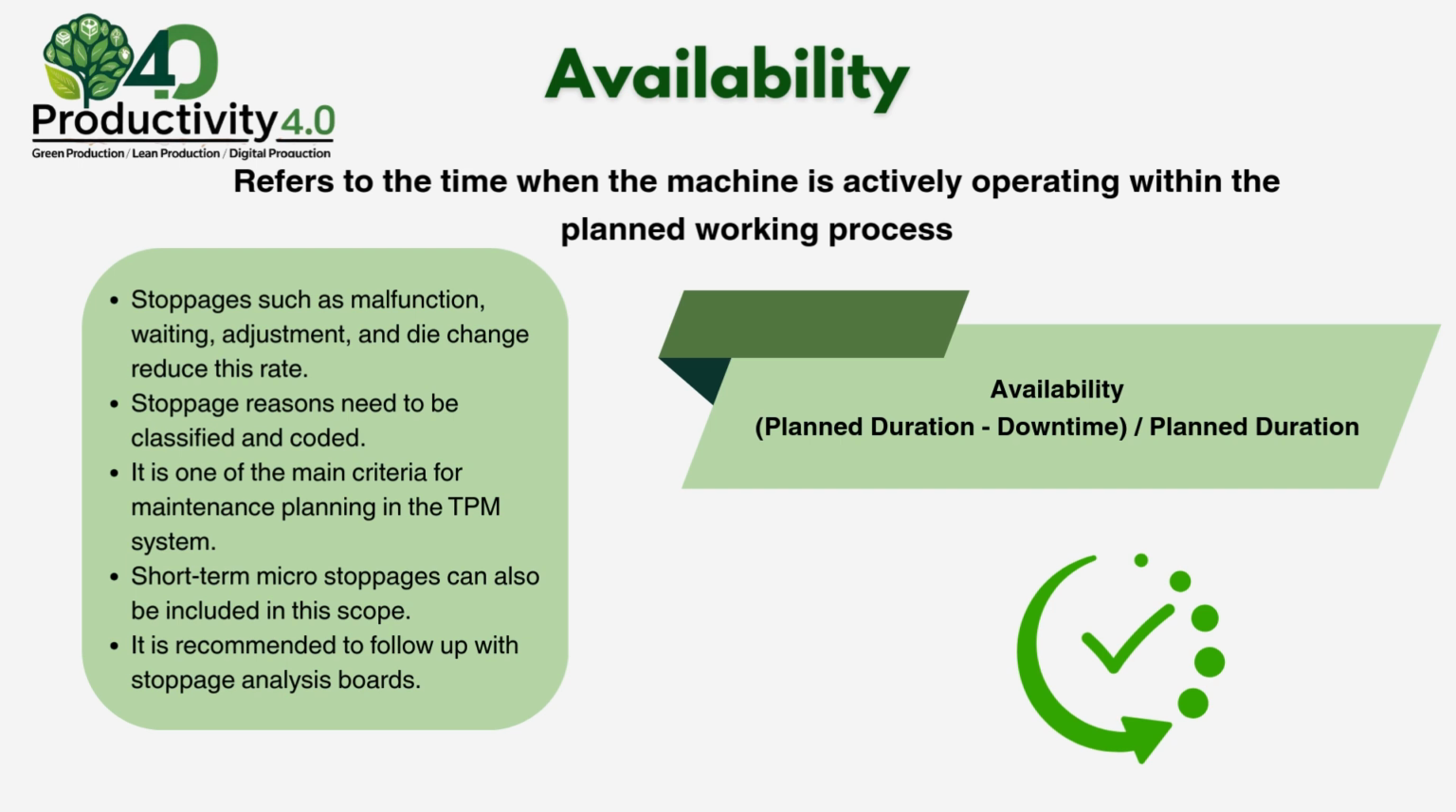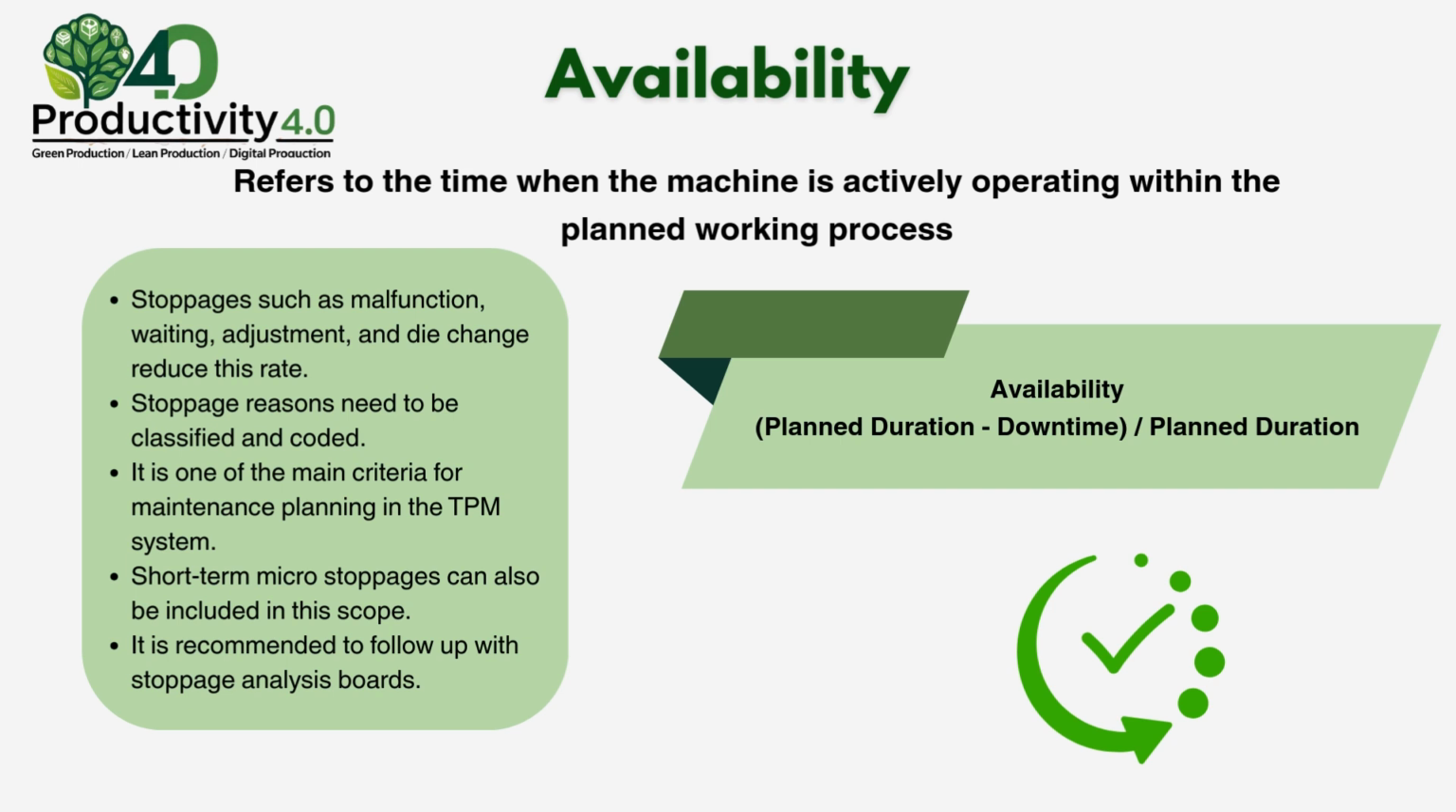Availability shows how much of the planned time for production of a machine was actually spent operating. This rate is directly affected by stoppages such as malfunctions, adjustment, die changes, and operator delays. Therefore, it is vital to correctly classify and code the reasons for stoppage. Short stoppages are often overlooked, but they can have significant impacts on overall effectiveness. For this reason, every stoppage should be recorded with its duration and reason, and monitored regularly through stoppage analysis boards.